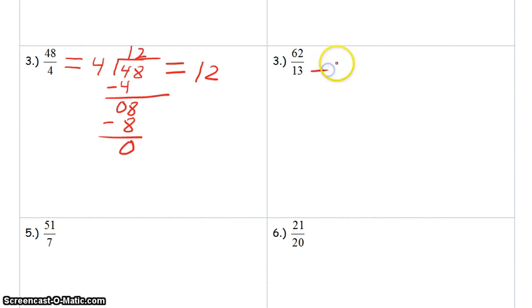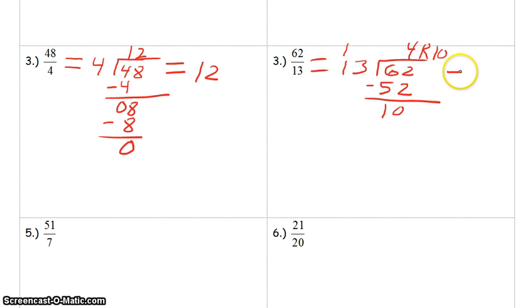Now we go to number 3. We would take 13 into 62. Now we know 13 does not go into 6, but 13 goes into 62 4 times. 4 times 3 is 12. Carry the 1. 4 times 1 is 4, plus 1 is 5. 62 minus 52 is 10. So we have a remainder of 10. Our final answer, our whole number is 4. Our denominator stays 13. And our numerator is the remainder, which is 10.